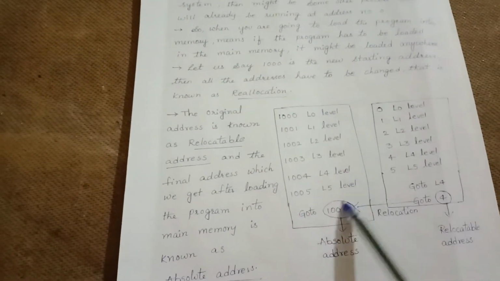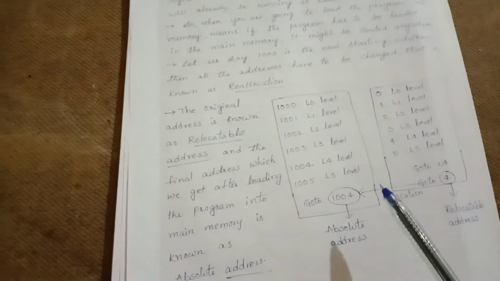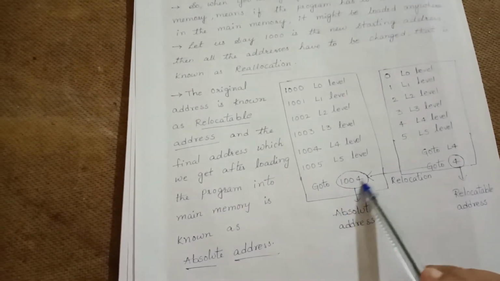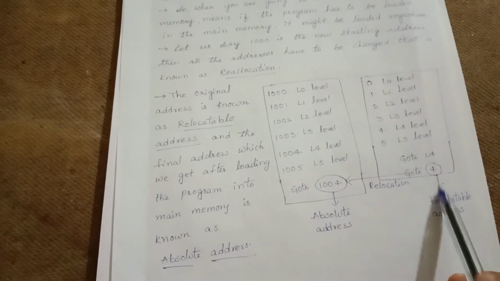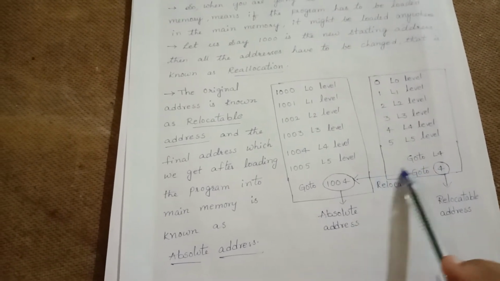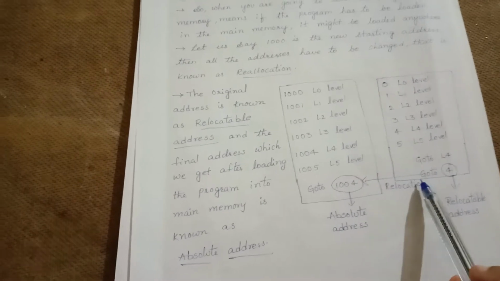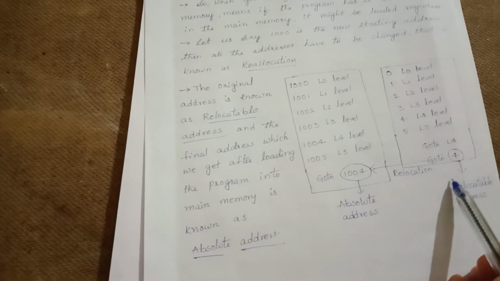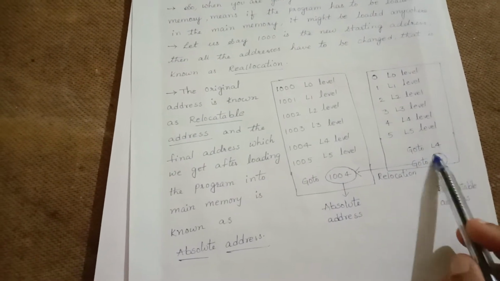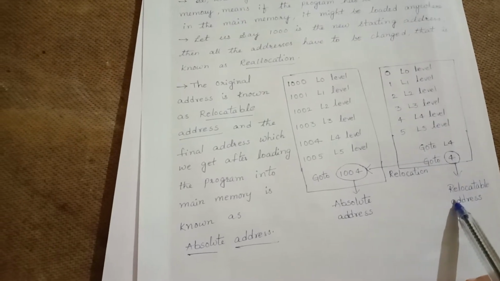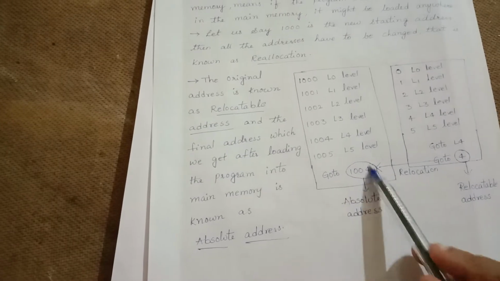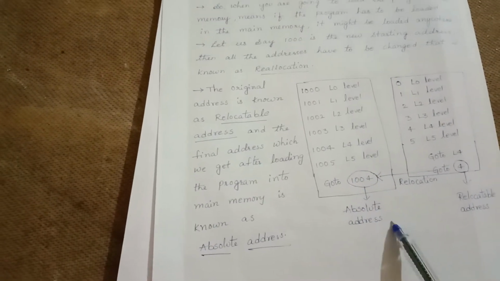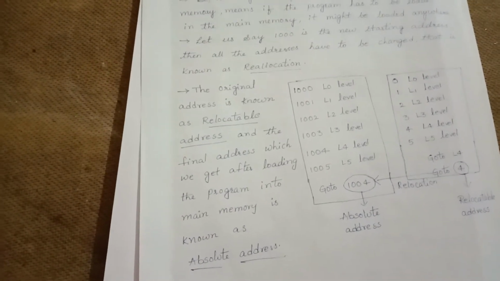So consider this example. Here this is called the absolute address, and this is called the relocatable address. So this is the process of relocation going on. The relocatable address is nothing but the original address. The original address is called the relocatable address, and after loading, the final address that you get is called the absolute address.